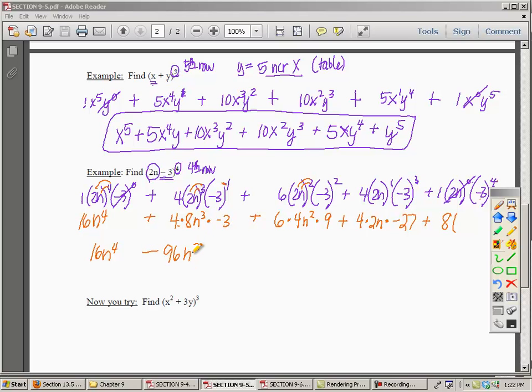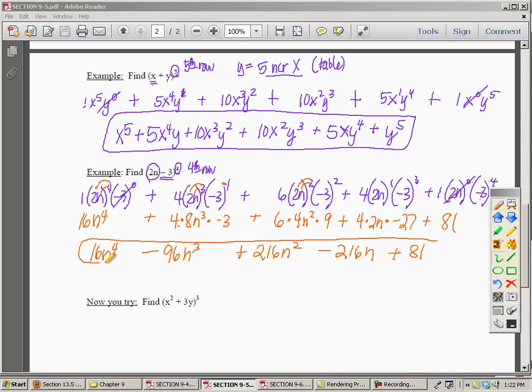I'm going to do it again. 6 times 4 times 9 is a +216 with an n squared. I'm going to do it again. Oh, that was close. 4 times 2 times -27 is a -216 with an n, and then I've got a +81.